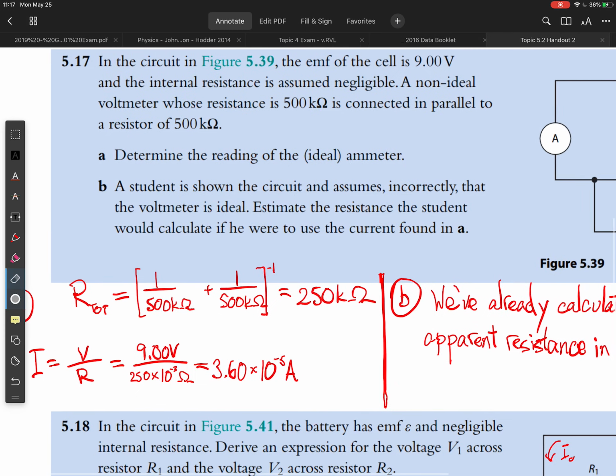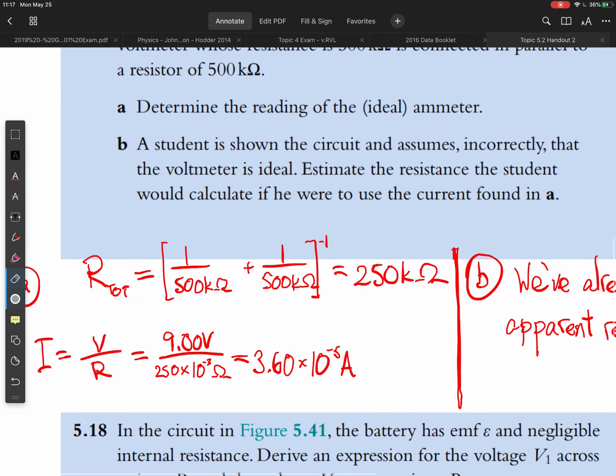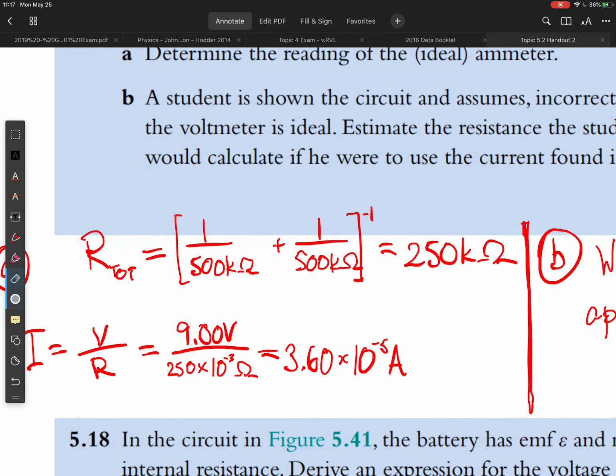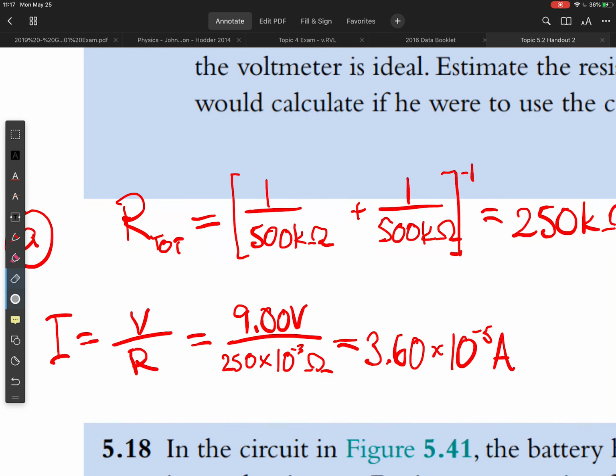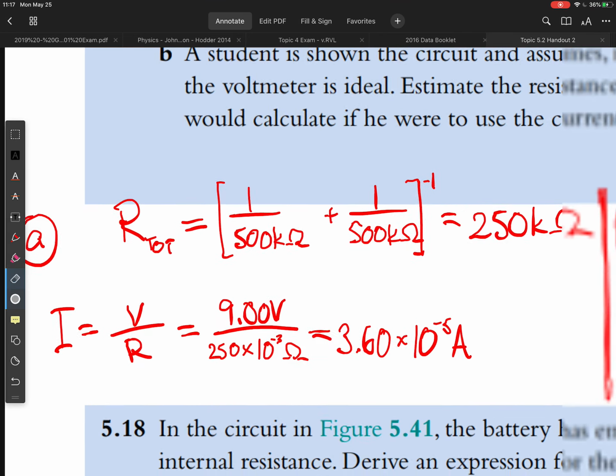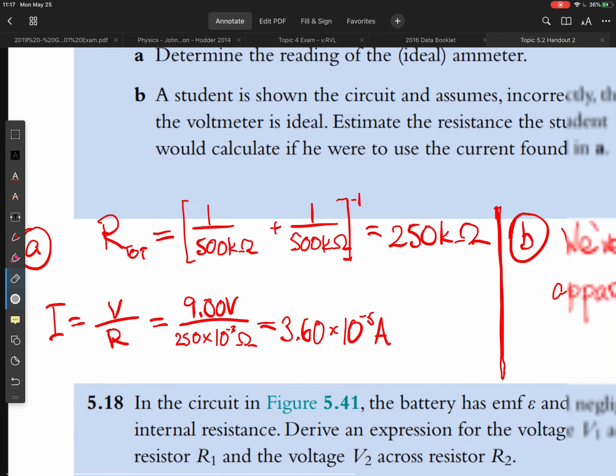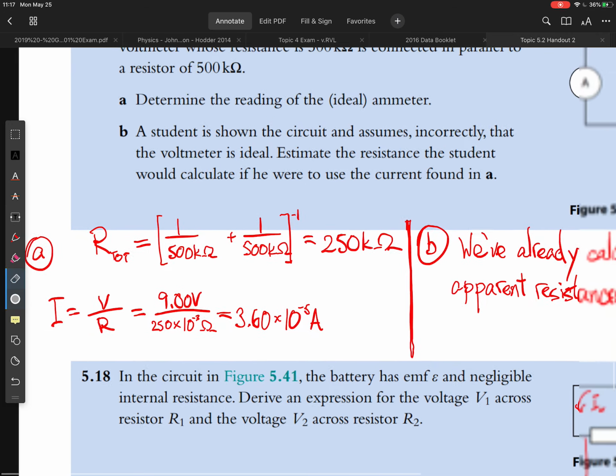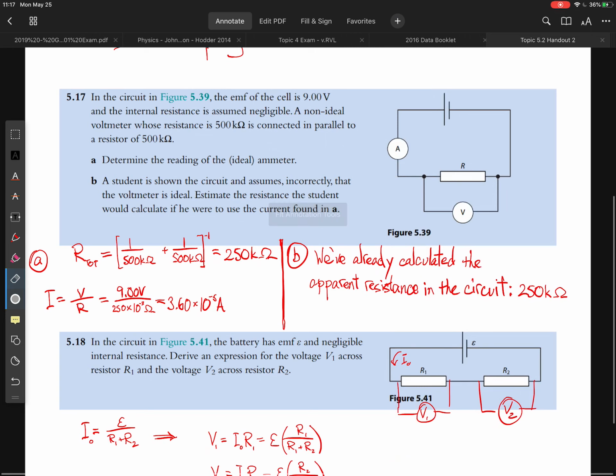Okay, so the first thing we need to do is find the total resistance of the circuit, which I have done here. So total resistance is equal to 250 kilo ohms. And we then find our current through the circuit, which is quite small, as we would expect for a resistance that large. 3.6 times 10 to the negative 5 amperes. So that is part A.